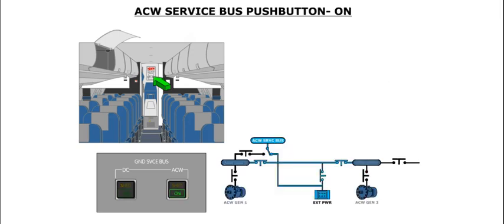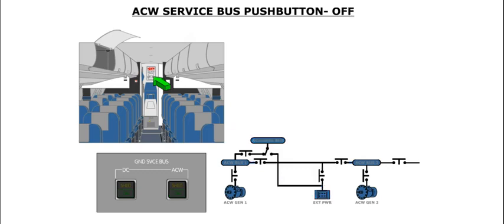The ground service bus AC wild push button is similar to the DC push button. When the push button is pressed in, the AC wild service will be powered whenever AC wild or AC external power is available. In this case, the on caption will illuminate in the push button. The AC wild service bus is depowered by releasing out the AC wild service bus push button. This will cause the green on caption to extinguish.